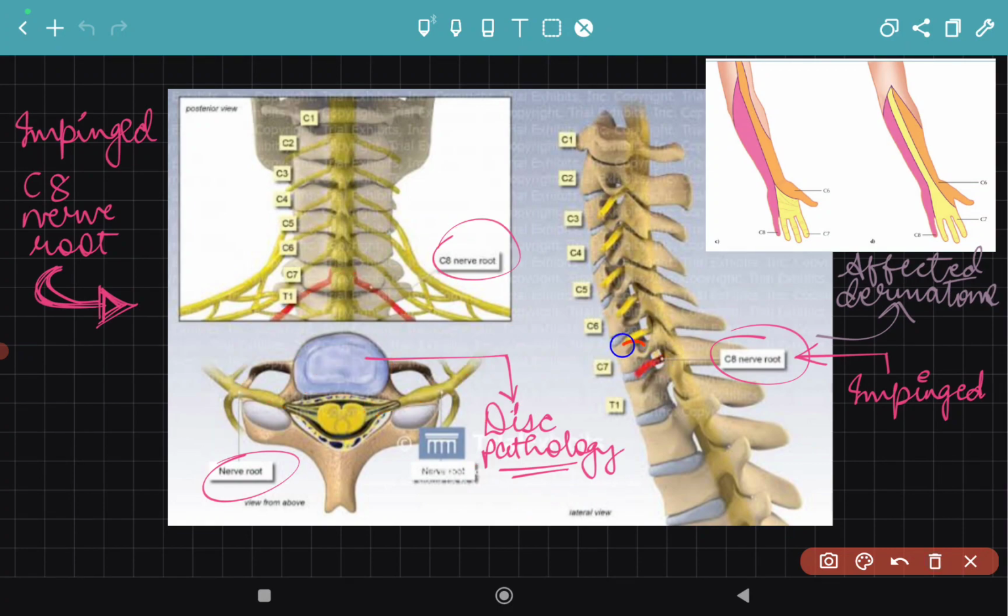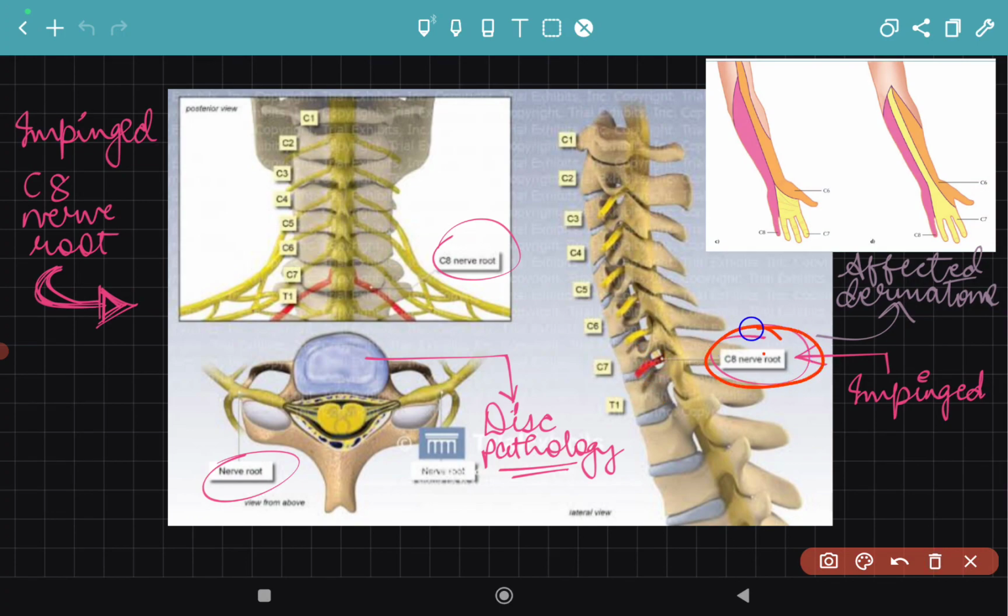As we can see, this is the C7 vertebra, and we know that the C8 nerve root emerges or exits below the C7 vertebra, and in this case it is impinged. So that means the problem in the disc is somewhere. Which disc is that? It is somewhere between the C7 and T1 vertebra. The disc is either herniated, bulged or protruded, and causing pressure or impinging on the C8 nerve root because it is located over there. So naturally that nerve root will get trapped between that.